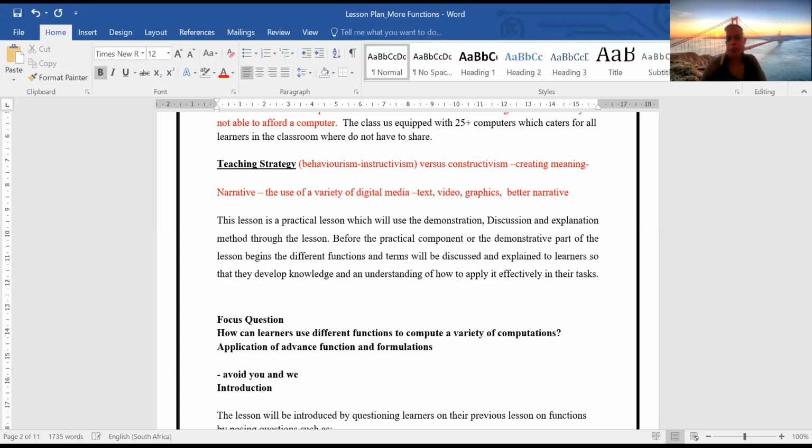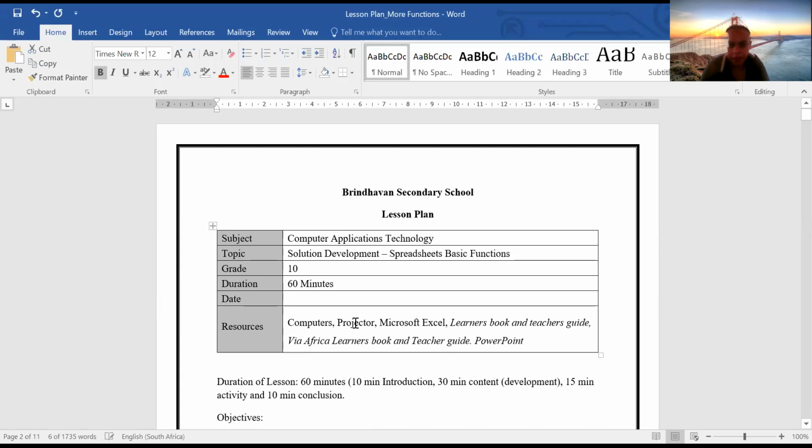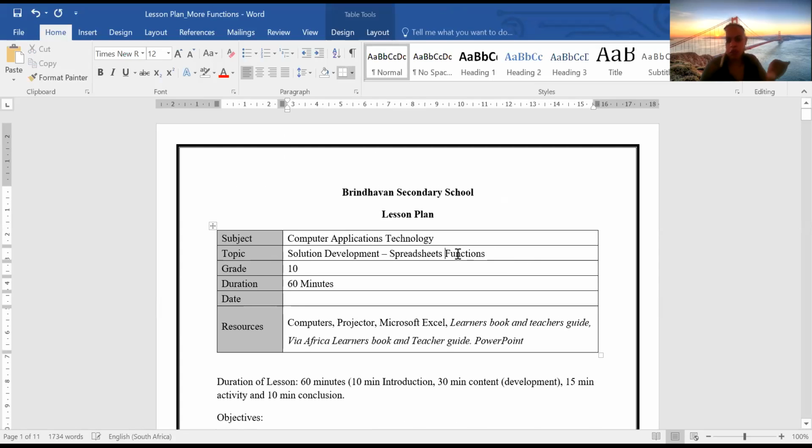The objective is application of advanced functions and formulas. I hope this is the topic there. This cannot be basic function anymore, because already the teacher taught formulas and functions. So maybe intermediary. If you don't want to go from basic to advanced, you can go to intermediary functions, maybe.